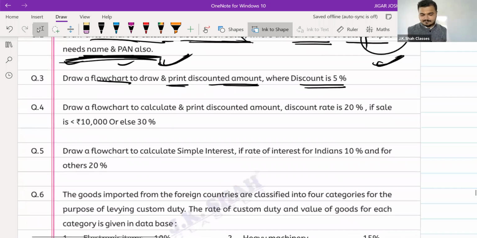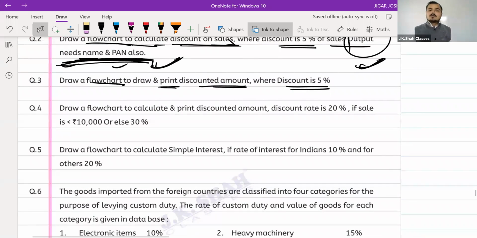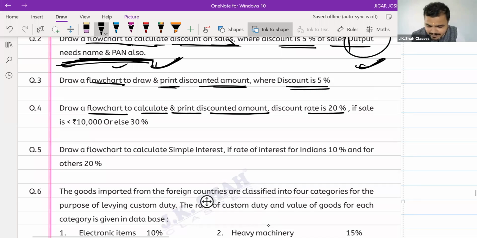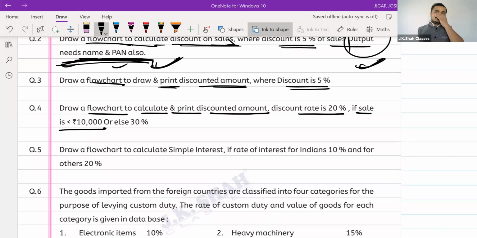Fourth question, people. Please read the fourth question very carefully. What it says: discount, draw a flowchart to calculate and print the discounted amount. They want the discounted amount, and they want it printed. The discount rate is 20% if sales is less than 10,000. So if the sales bill is less than 10,000, then we'll give you a discount of 20%. If it is 10,000 or above, then we'll give you 30% off.